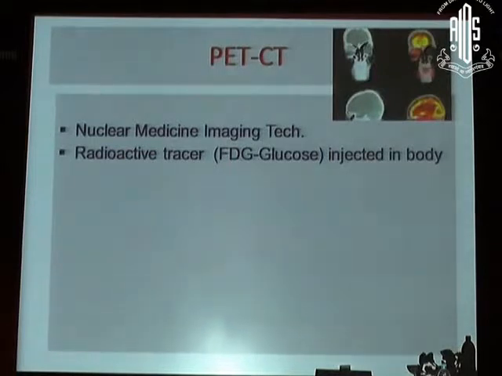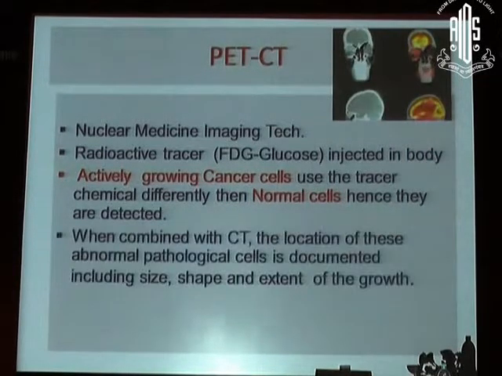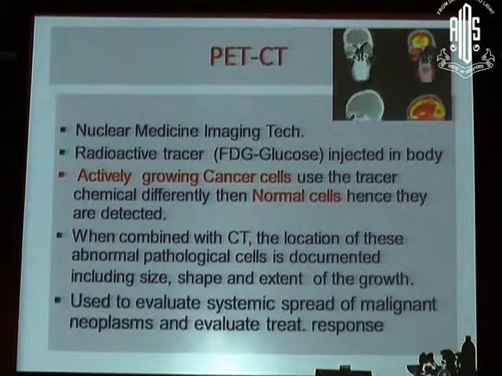PET scan is a nuclear medicine imaging technique. It utilizes a radioactive tracer injected in the body. The actively growing cancer cells use the tracer material chemically differently than the normal cells, hence they are detected. And when combined with CT scan, CT scan locates these abnormal pathological cells and documents the size, shape and extent of the growth. That's why it is used to evaluate systemic spread of malignant neoplasms and evaluate treatment response.